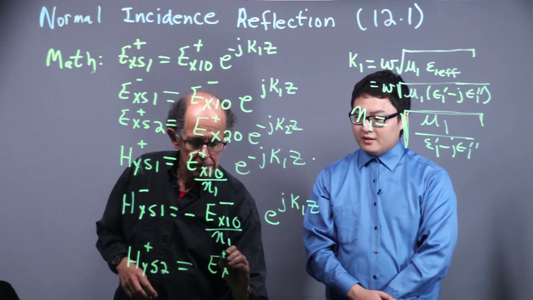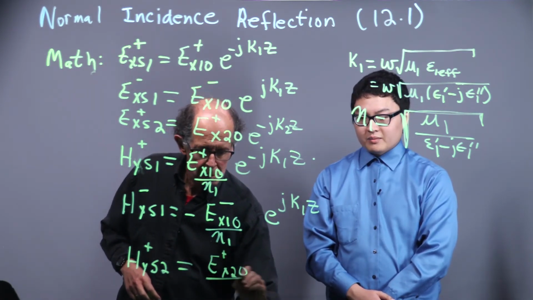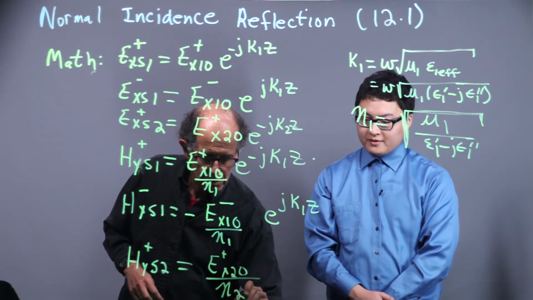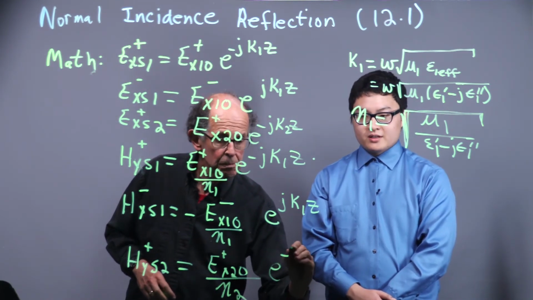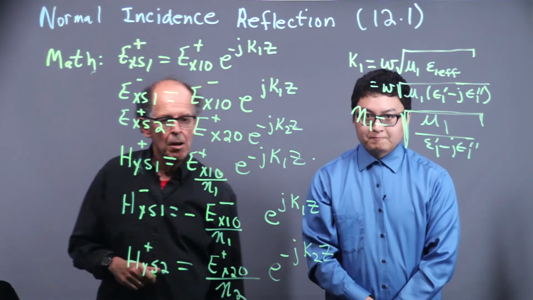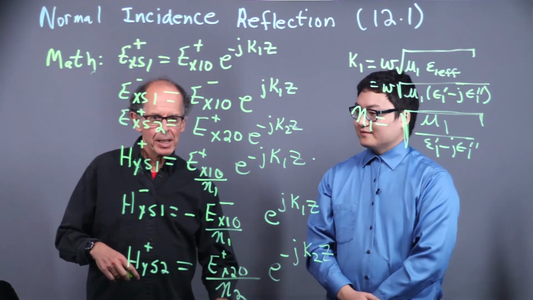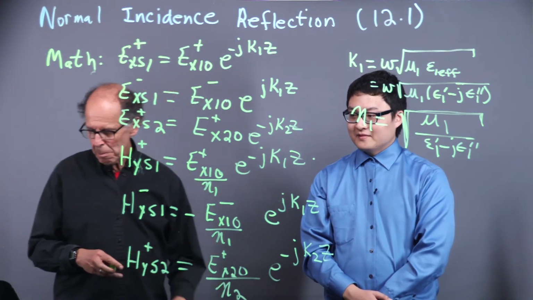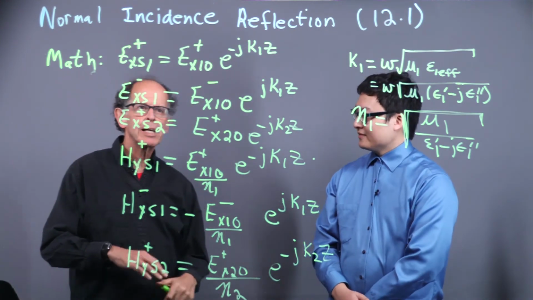E_x2,0 divided by eta 2 times e to the minus j k2 z. Wow, I'm getting tired here. My hand's tired of writing. This is a bit of a mess. This is the hardest part, actually.